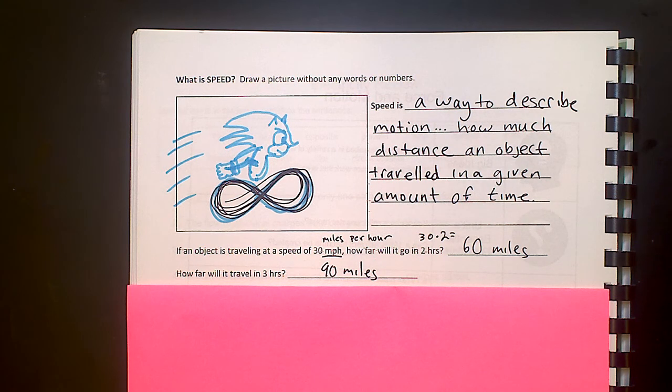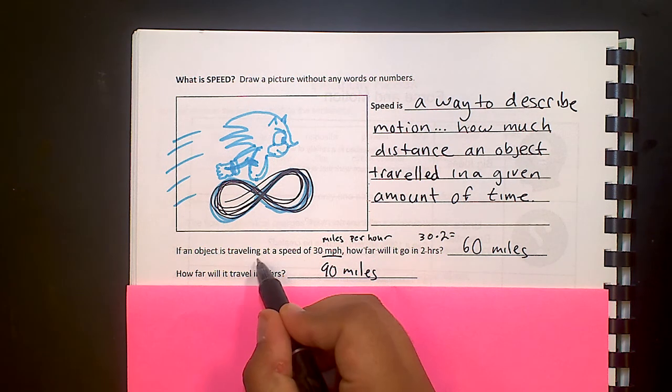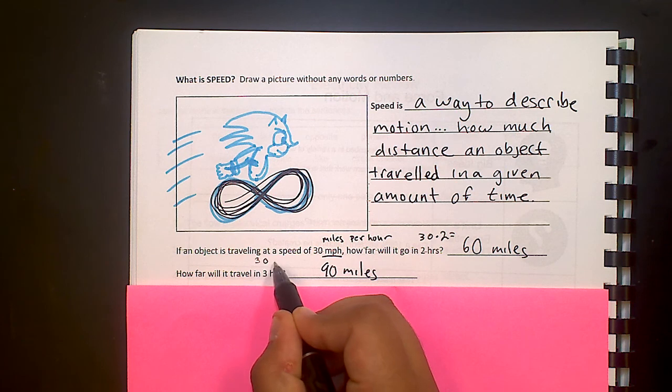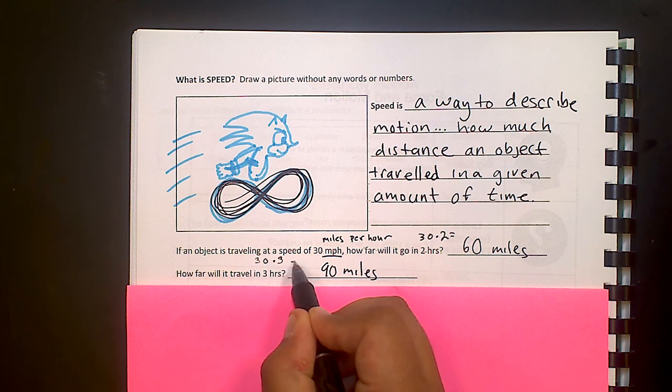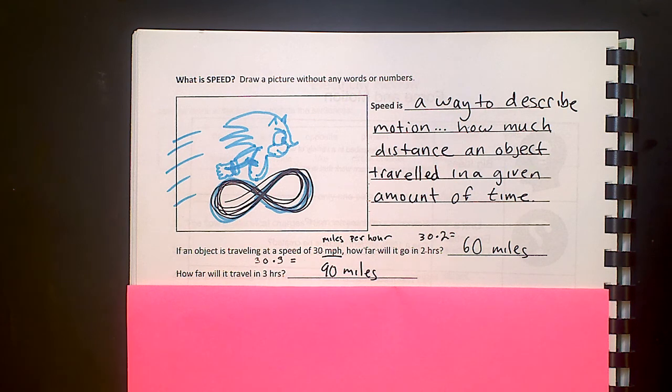So how far will you travel in 3 hours? Well, if we're doing 30 miles per hour and we're doing 3 hours, that's going to give me 90 miles.